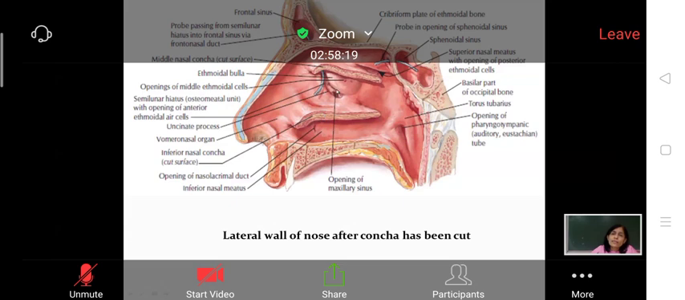After cutting the nasal conchae, the meatuses are clear now. This area is the superior meatus, this area is the middle meatus, and this is the inferior meatus. Now various meatuses receive various openings. Okay. We will continue from here in our next lecture tomorrow.